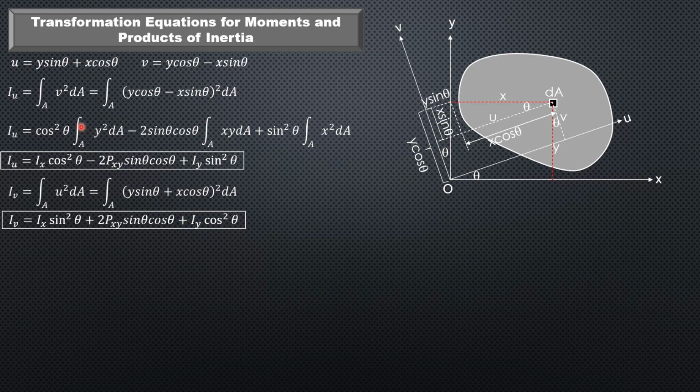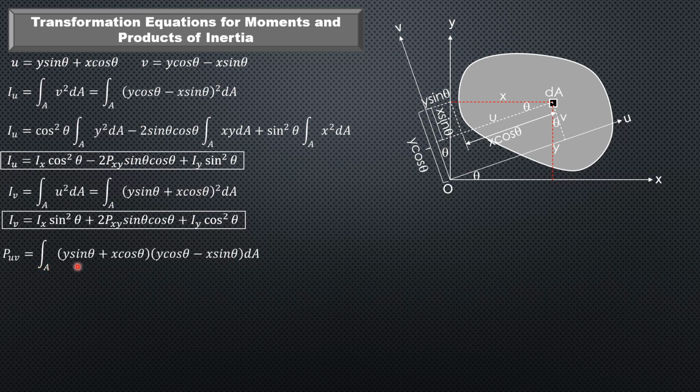While the product of inertia Puv is the integral of uv dA, and u is y sine theta plus x cosine theta, and v is y cosine theta minus x sine theta.